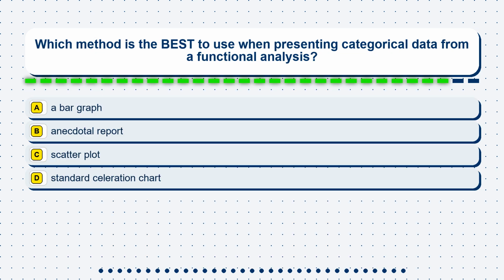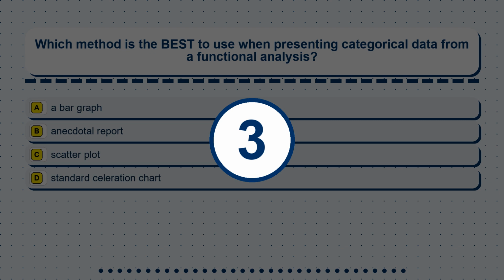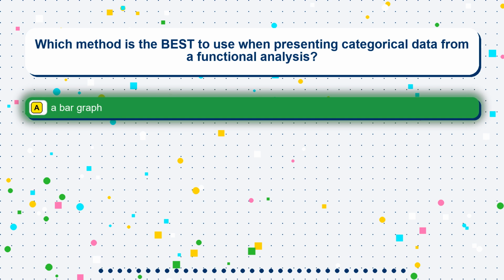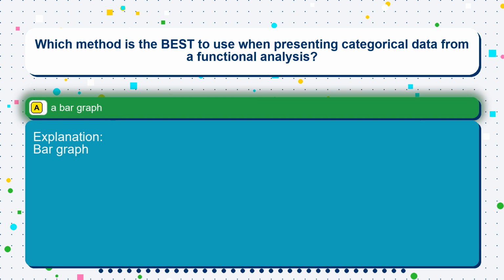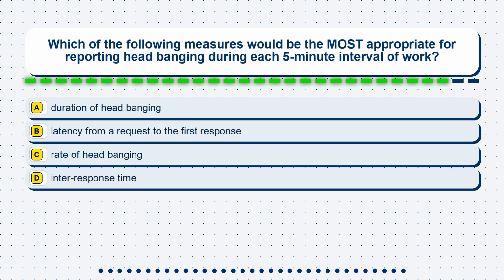Question 10. Which method is the best to use when presenting categorical data from a functional analysis? Option A, a bar graph. Option B, anecdotal report. Option C, scatterplot. Option D, standard celeration chart. The correct answer is option A, a bar graph.